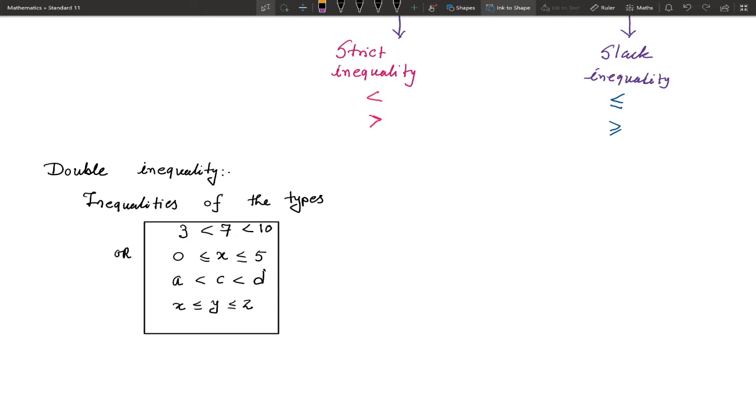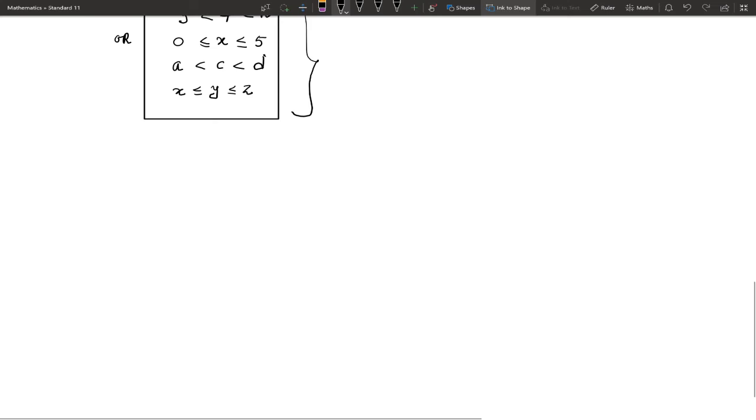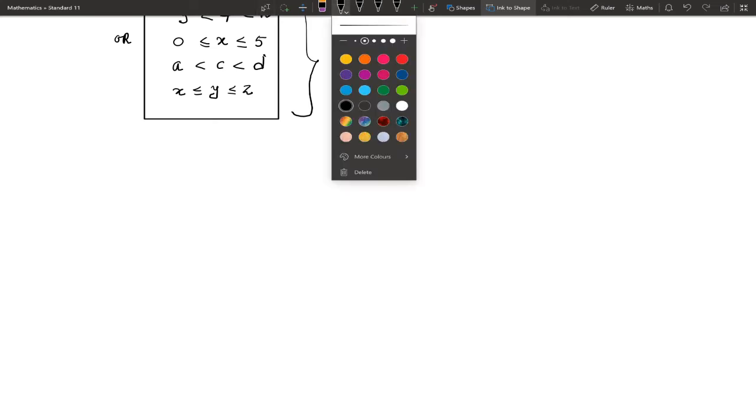So types of inequality, basically two types: strict inequality and slack inequalities. These are the types of double inequalities. Linear inequalities. Next definition is linear inequalities.